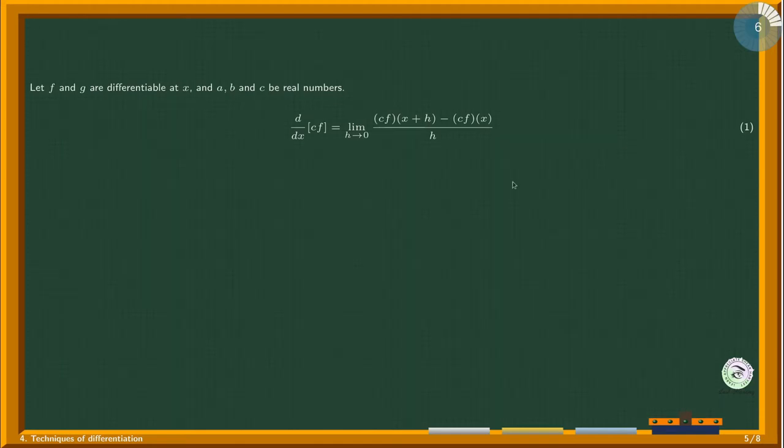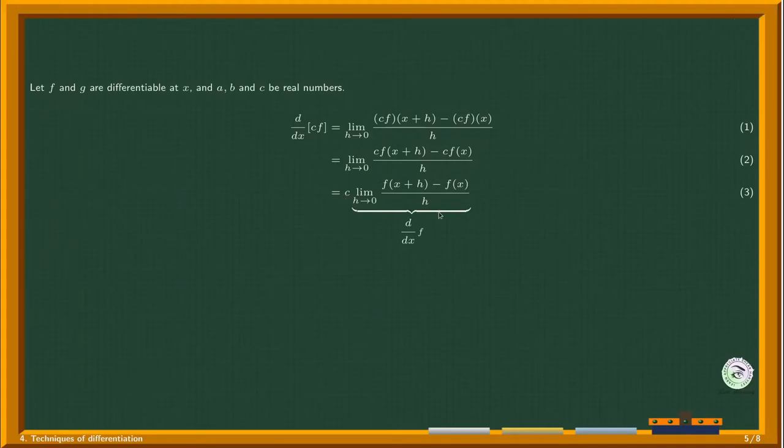Let's move on to the proof. Let f and g be differentiable at x, and a, b and c be real numbers. From the definition, the derivative of the function cf is given by 1. The output of a constant multiple function is the output of the original function times the constant. We get 2. The constant multiple rule for limits allows us to pull out the constant c outside of the limit. What remains inside the limit is the derivative of the original function, and we are done.